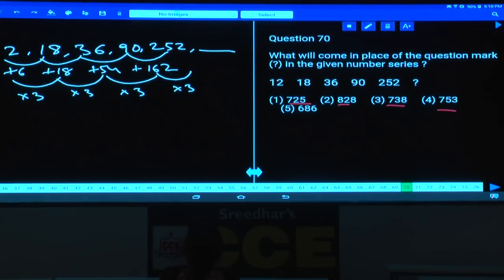What is 162 into 3? 486. Now 252 plus 486, tell me what is the number here? 738, and it is given in choice 3.